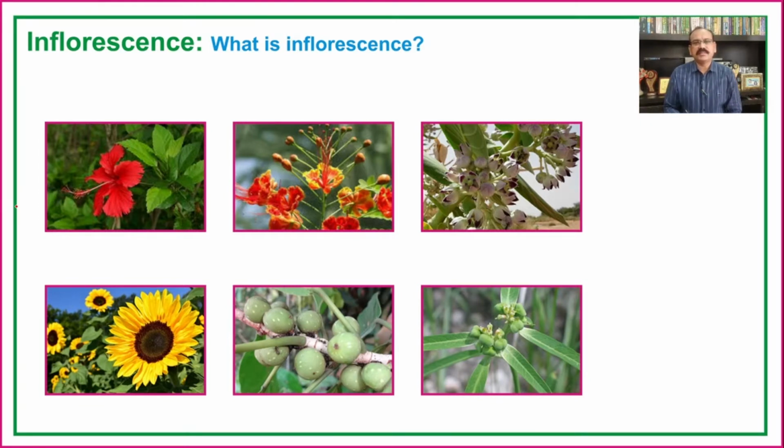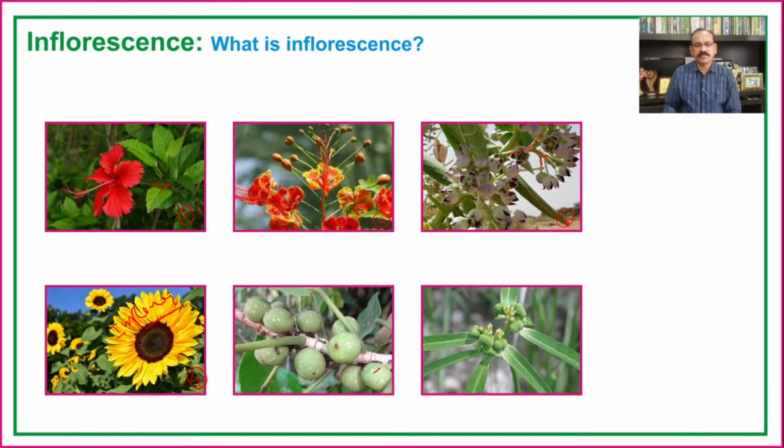Here in these images, you are able to see in the first image there is a development of a single flower from the axil of a leaf. In the second image, we are able to see the development of flowers from the base to the apex. In the third image, there is a development of a bunch of flowers in an irregular way. In the fourth image, we see what looks like a single flower, but actually it is also an inflorescence.